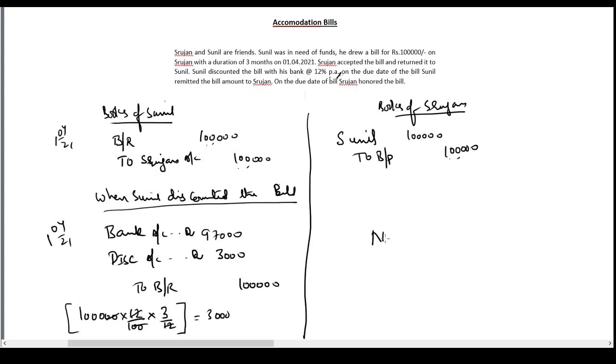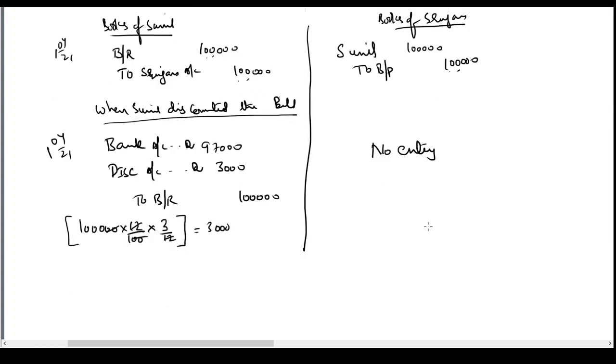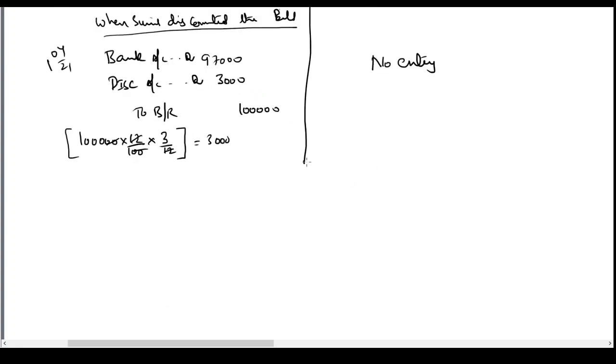There will be no entry in the books of Srujan because this is a transaction between the bank and Mr. Sunil. Now this money which is there in the bank account, a debit in the bank account means I have money in my bank account. I am treating the bank as a person who is keeping my money. So I can draw this money and use it for whatever purpose I want.